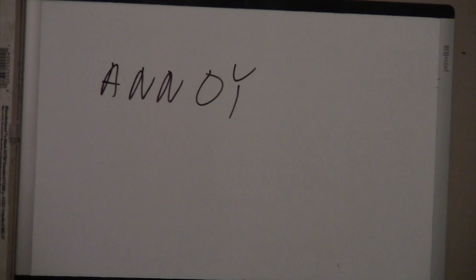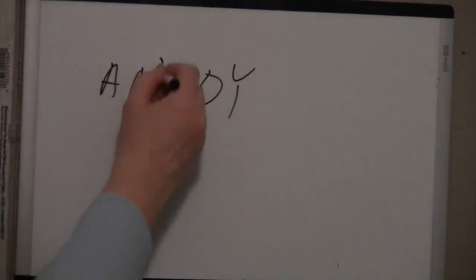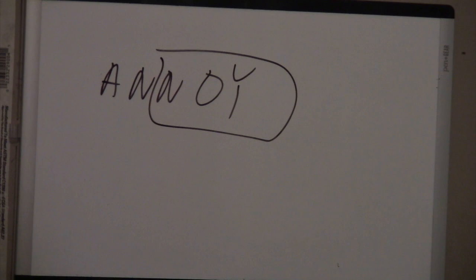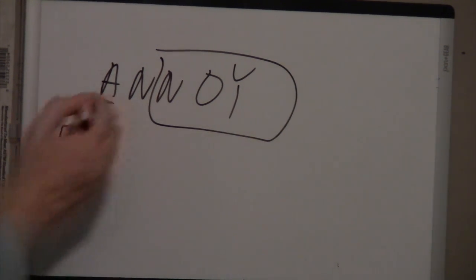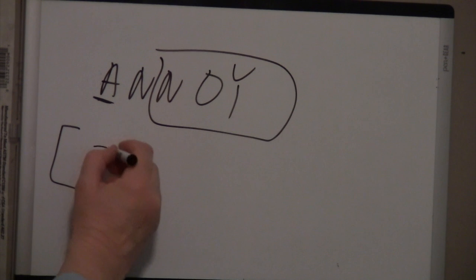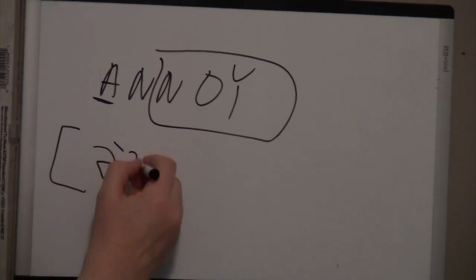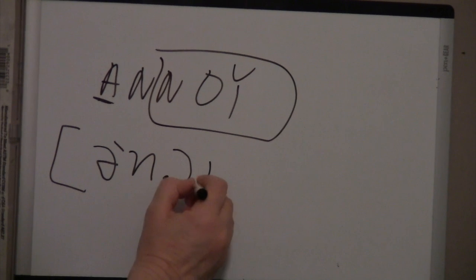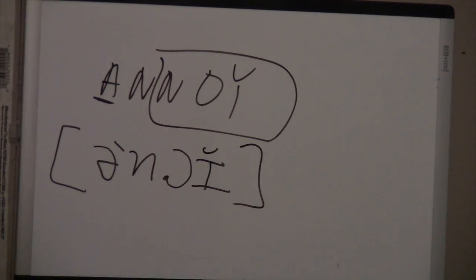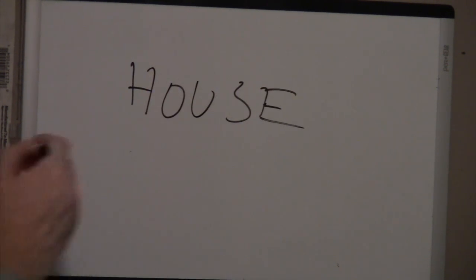Now we're going to transcribe the word "annoy." Now, this has two syllables to it, and you will see that the second syllable gets more emphasis than the first syllable. You say "annoy," you don't say "annoy." Therefore, the first syllable is going to be a schwa. Annoy.